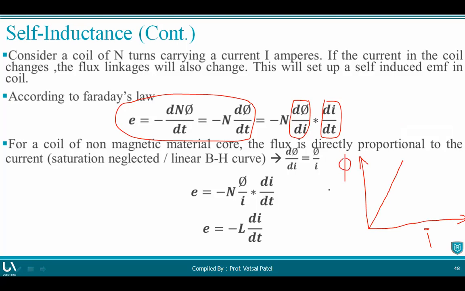Actually it is the magnetizing curve of B and H, and based on that it is written that if you have a non-magnetic material, the flux will be directly proportional to the value of current. So you will get a linear graph here. The d phi by di component is phi by I, and n phi by I is what we call the inductance. That is, the mmf per current value, which we call the inductance value L, that is n phi by I. So this is the self-induced EMF equation: E is equal to minus L di by dt.